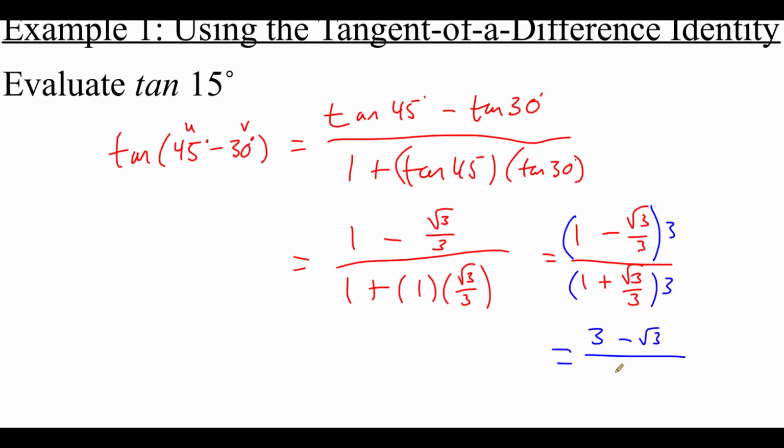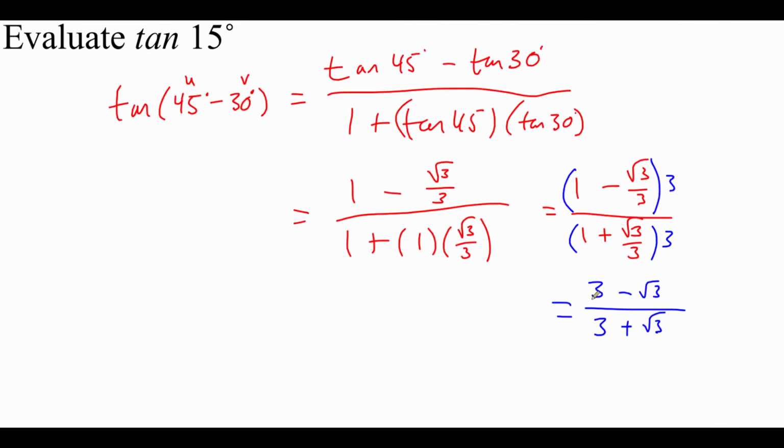And then on bottom, when we distribute our 3, 3 times 1 is 3 plus, and again, this times 3 and this divided by 3 will cancel each other out, so we get root 3. Now there is going to be a little bit of cleanup work that we can do with this fraction because we don't typically like to leave radicals in the denominator.